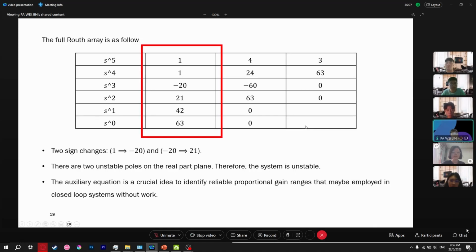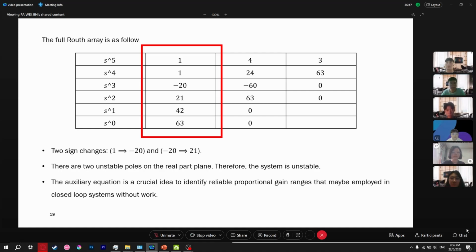Then we get the full Routh array as shown in the slide. We notice that in the full Routh array, we have two sign changes, where 1 changes to -20 and -20 changes to 21. Then we can conclude that there are two unstable poles in the right half plane, so the system is unstable. The auxiliary equation is an important idea to identify the range of proportional gain that may be employed in the closed-loop system without instability.